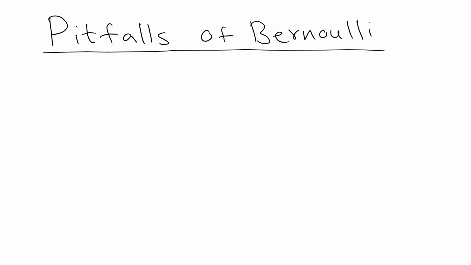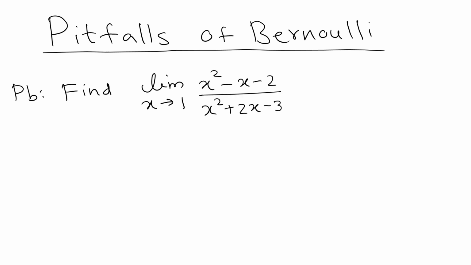So how about this problem? Let's say we have: find the limit when x goes to 1 of (x squared minus x minus 2) divided by (x squared plus 2x minus 3). Let's say we did not check the conditions much, and then we take the derivative and plug in the result. So x goes to 1.